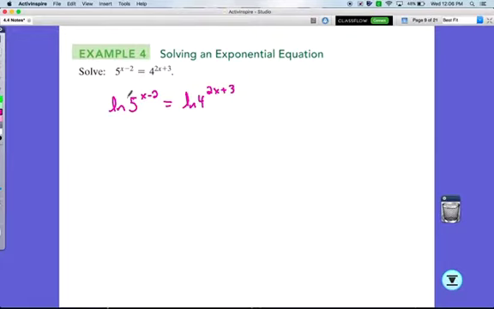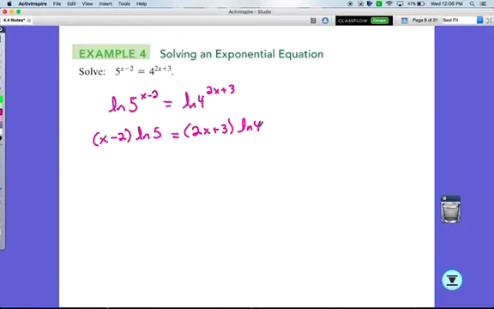Now I can bring the powers out front. Since the powers are binomials, I'm going to have to put them in parentheses. So this becomes x minus 2 times the natural log of 5 is equal to 2x plus 3 times the natural log of 4.